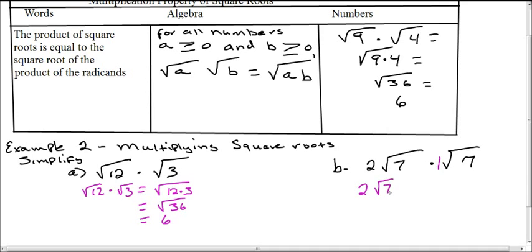2 times the square root of 7 times the square root of 7 is going to give us 2 times the square root of 7 times 7, our 2 radicands inside. The rules say we multiply the radicands. So here, this will give me 2 times the square root of 49, 7 times 7. And then, of course, the square root of 49 is actually 7. So that'll be 2 times 7. And 2 times 7, when we evaluate, gives us 14.